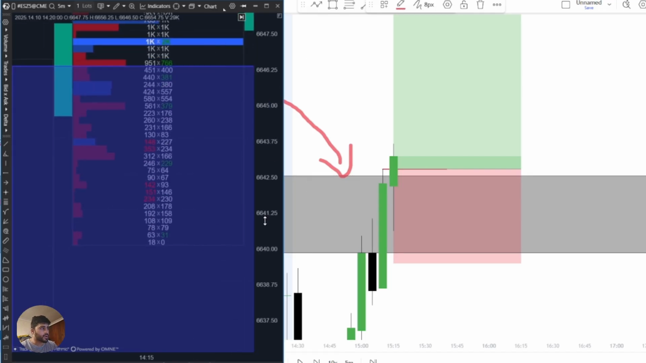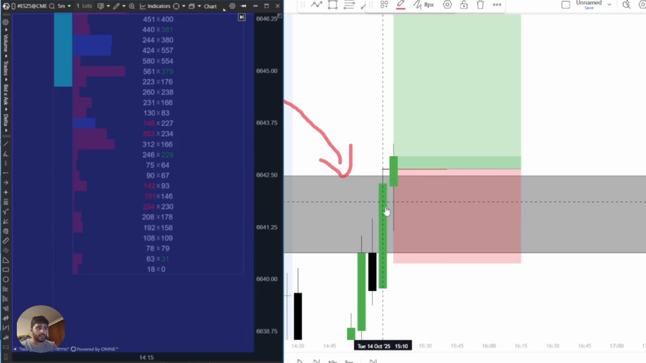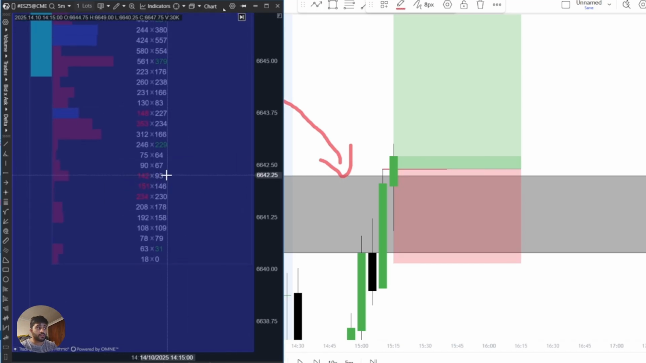Let's break this down bar by bar. We're going to look at the wick. 223 for 167, right? There's more aggressive sellers than aggressive buyers. Red delta, right? If we look here, we see 353 for 234. More aggressive sellers than aggressive buyers, right? 312 for 166, that's going on over here. All of this is going on over here. Now, if we look over here, we see 142 for 93, more aggressive sellers. 151 for 146, close, but more aggressive sellers. 234 for 230, more aggressive sellers.